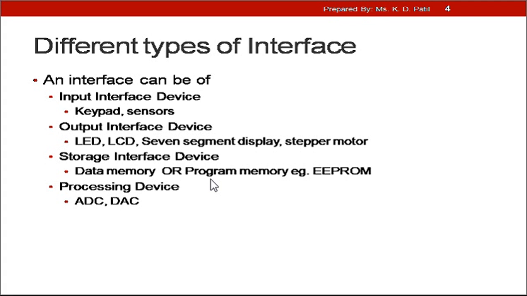Then the fourth type of interface devices are processing devices. Such devices process some data and interface with the microcontroller. Such devices are ADC, DAC. ADC converts analog signals into digital signals and DAC converts digital signals into analog signals.